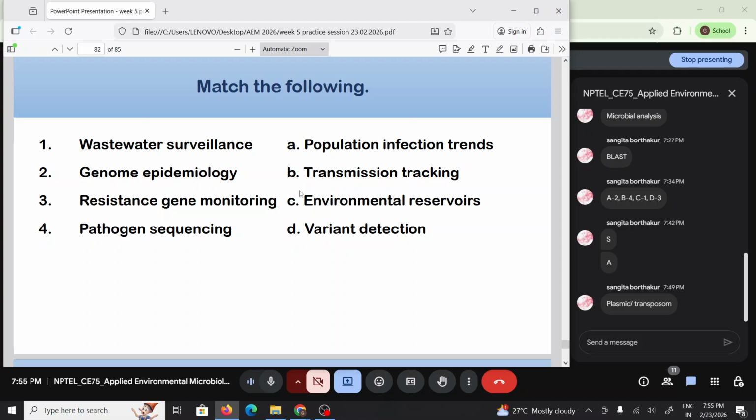Okay, next is an application based question. So where do we use what? In the case of wastewater surveillance, we try to find out population infection trends. And when we talk about genome epidemiology, it is used for tracking the transmission of diseases. And next, when we talk about resistance gene monitoring, we talk about environmental reservoirs where these resistant genes are present and from where they are getting transferred. And when we talk about pathogen sequencing, we try to monitor what variants are present. We try to detect them and bring about some measures.